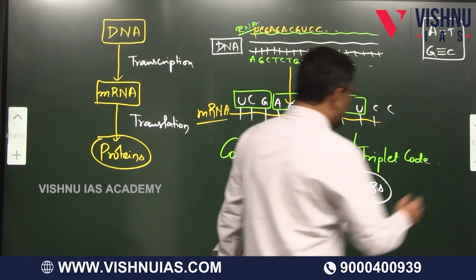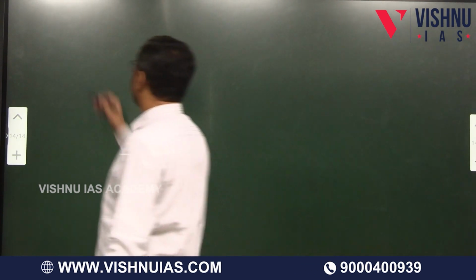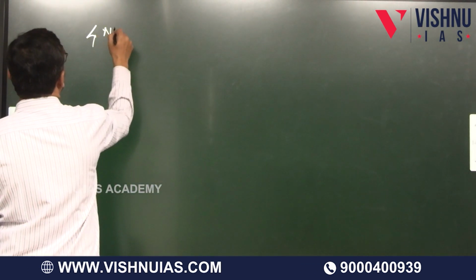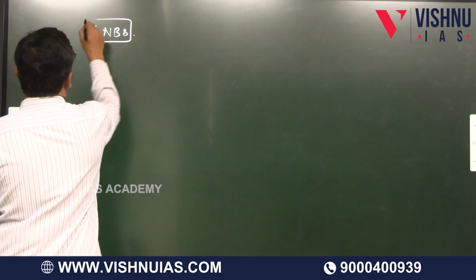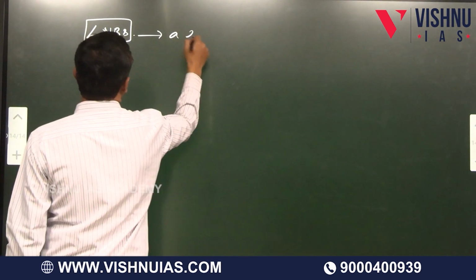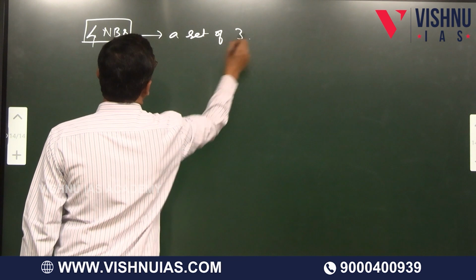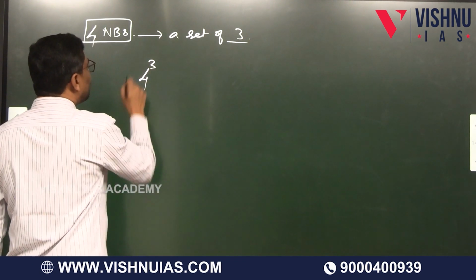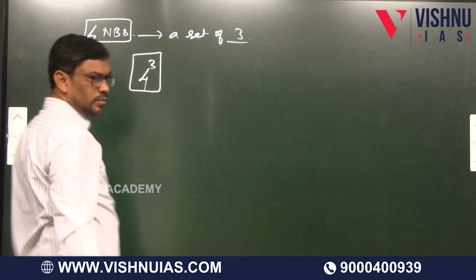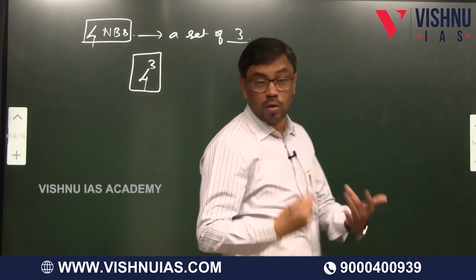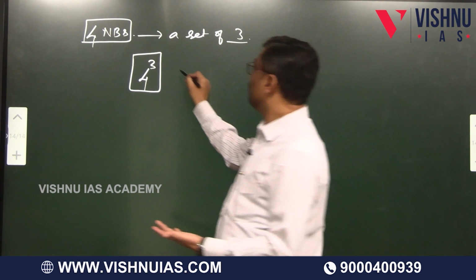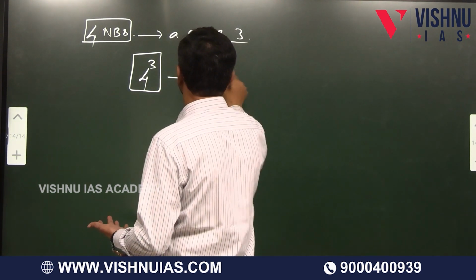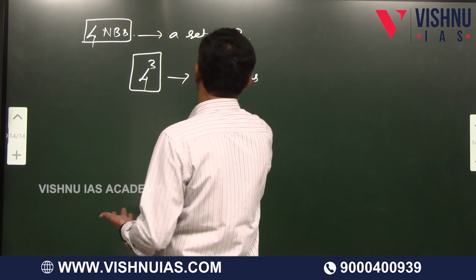Okay. So here we have 4 nitrogen bases. They are arranged in the form of a set of 3. So how many different combinations are possible? 4 power 3 means 64 codons are possible. Are you getting my point?